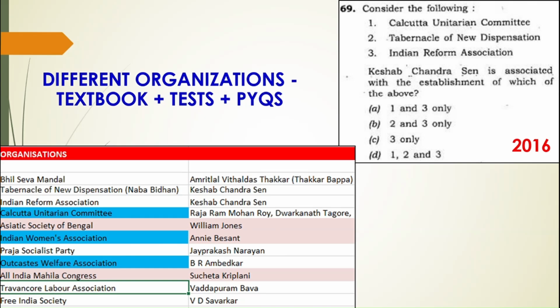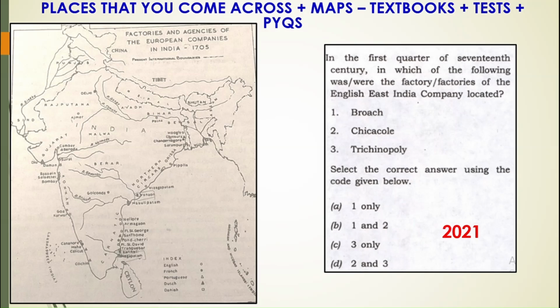So you will have to do the same again from textbooks, tests plus PYQs. See the list that I've attached on the left and one PYQ that has been asked earlier. That is how you cover this part as well. Then places that you come across plus maps. From where do you collect? Same sources again. These maps which are given in your books, you will have to go through them. See the 2021 question. They have asked 3 places and in the first quarter of the 17th century, in which of the following were the factories of English East India Company located, right? So places and maps become very important and they've been asking it over the years again and again.